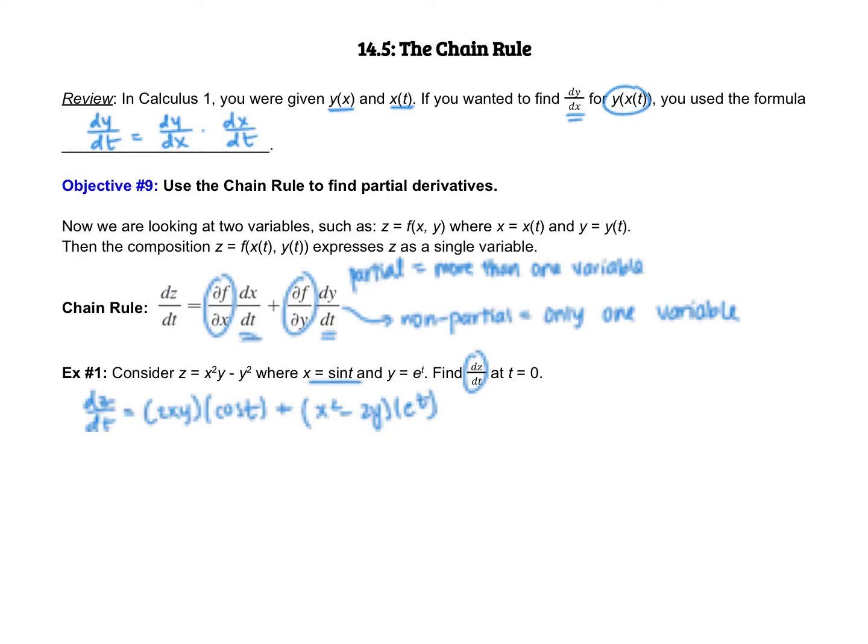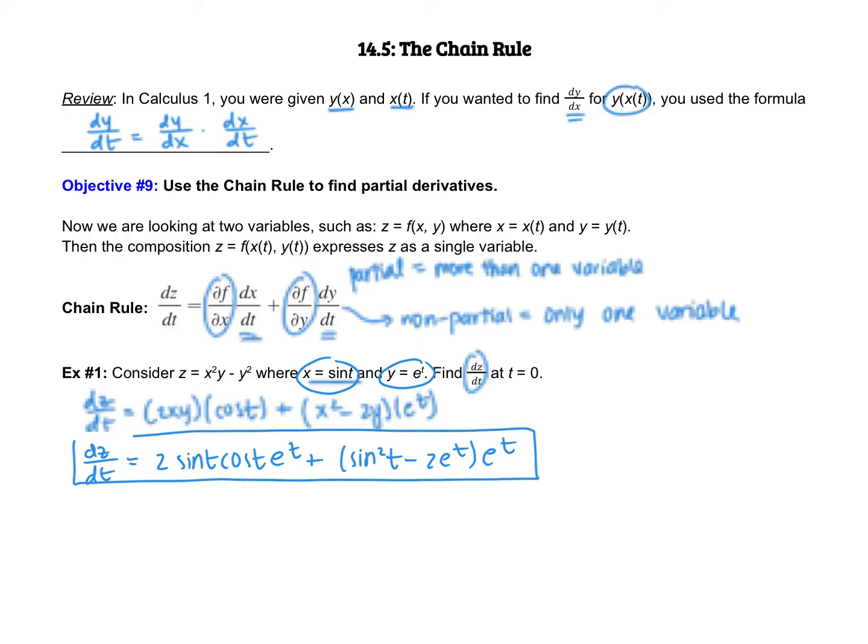So one thing that you're going to notice is we want our derivative in terms of t, but we still have x and y in it. So now what I'm going to have to do is replace my x and y with what I have x and y defined as. So what that gives us is 2 sine of t, cosine of t, e to the t, add sine squared t, subtract 2e to the t, multiplied by e to the t. So that is our dz/dt. So that is telling us the rate at which z is changing as t is changing.